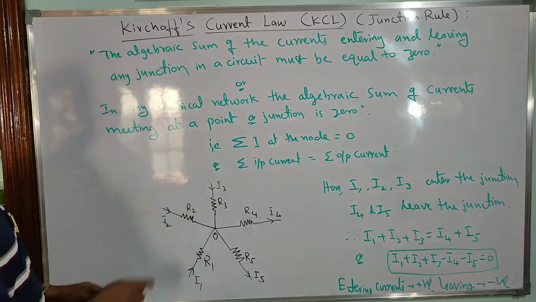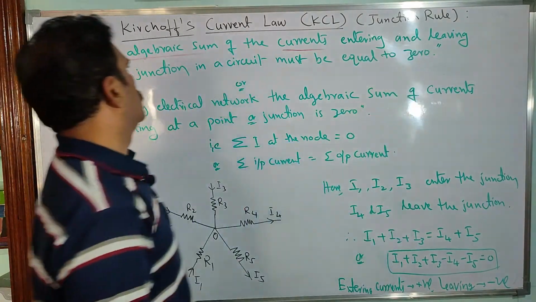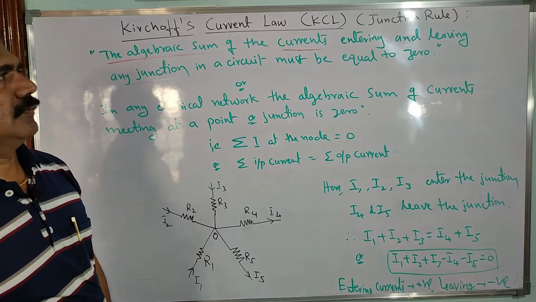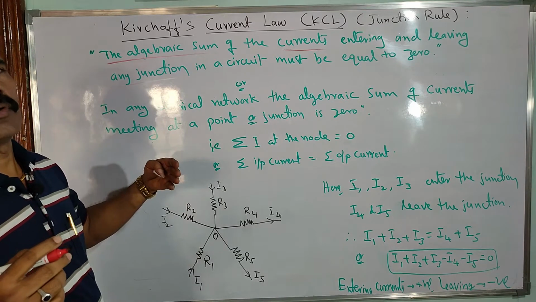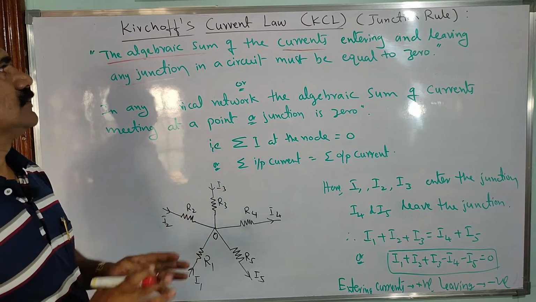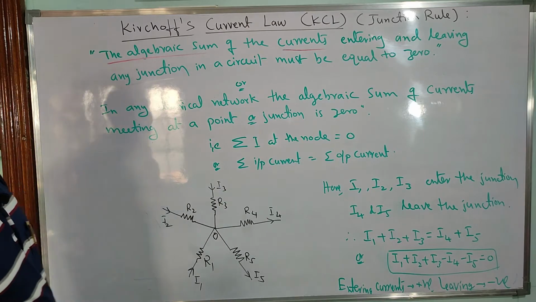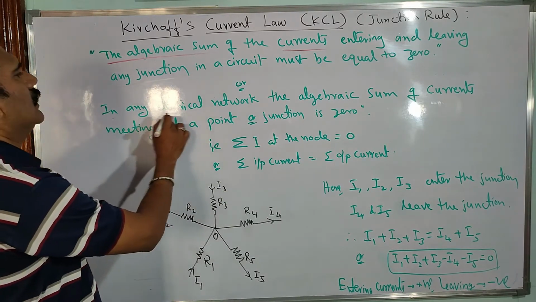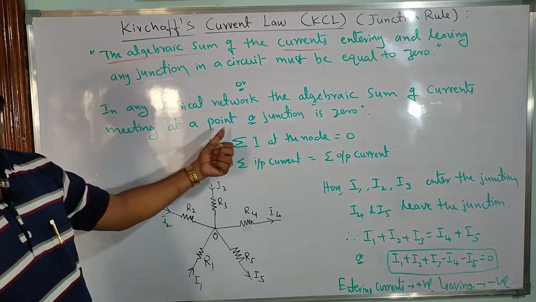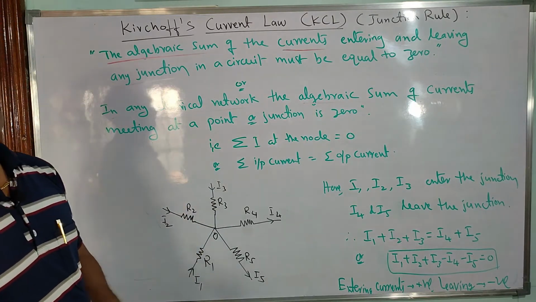So what is the statement? The algebraic sum of the currents entering and leaving a junction, any junction in the circuit, must be equal to 0. You have to consider the total number of currents entering at a particular junction and leaving the junction. So the total algebraic sum should be equal to 0, right? In another way we can define the current law as: in any electrical network, the algebraic sum of currents meeting at a point or a junction is 0. So both statements are called Kirchhoff's current law.